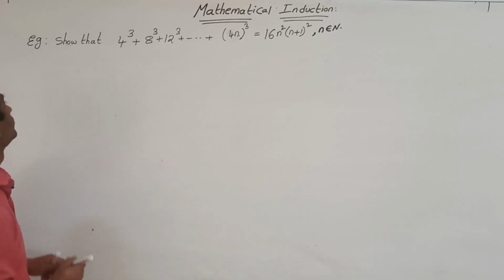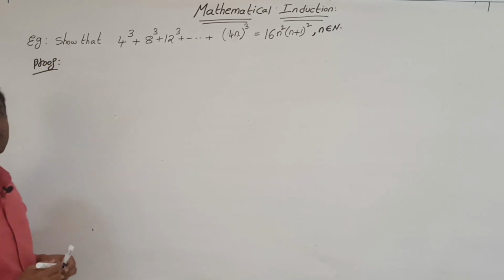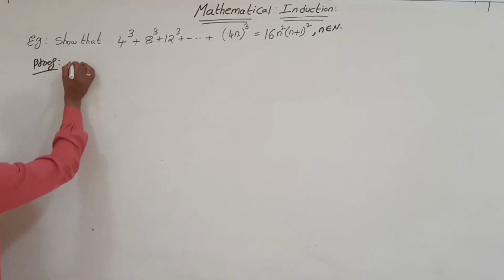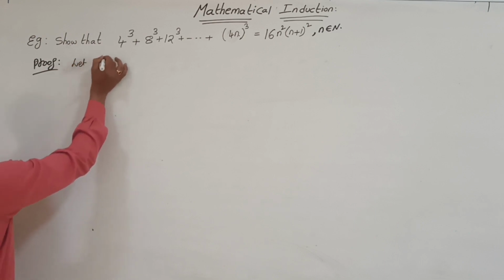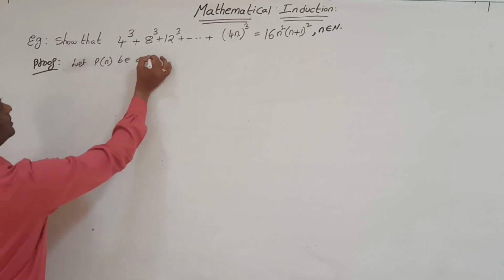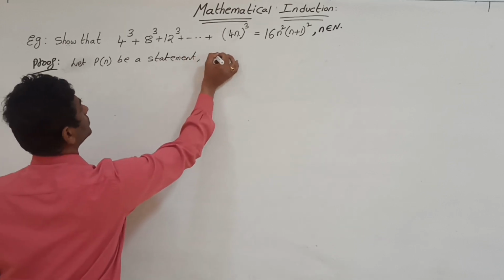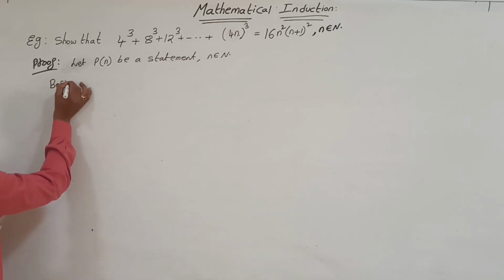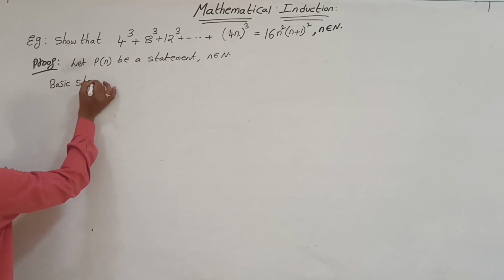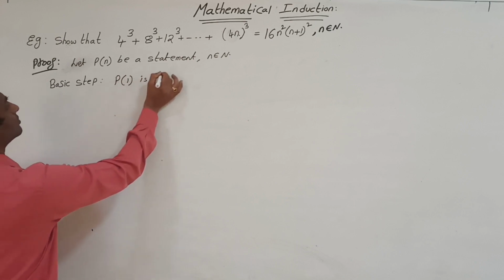Now we'll see the proof. By using mathematical induction, we have to show that it is true or false. So what is the basic step? Let P of n be a statement where n belongs to capital N. As the natural numbers start with 1, for the basic step we have to check the given statement is true for n is equal to 1. So P of 1 is true.